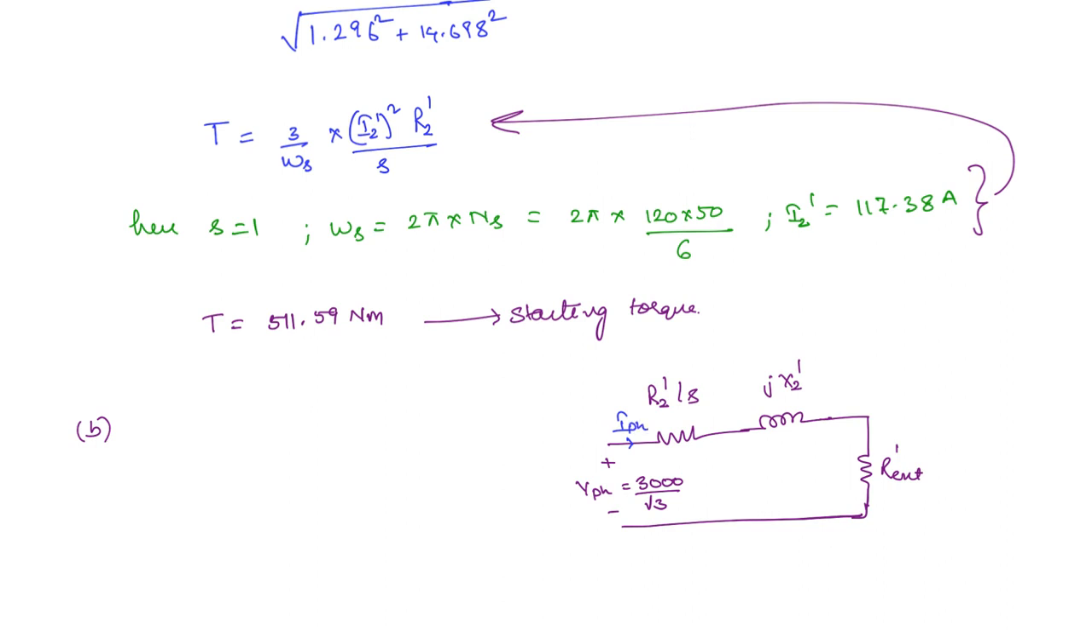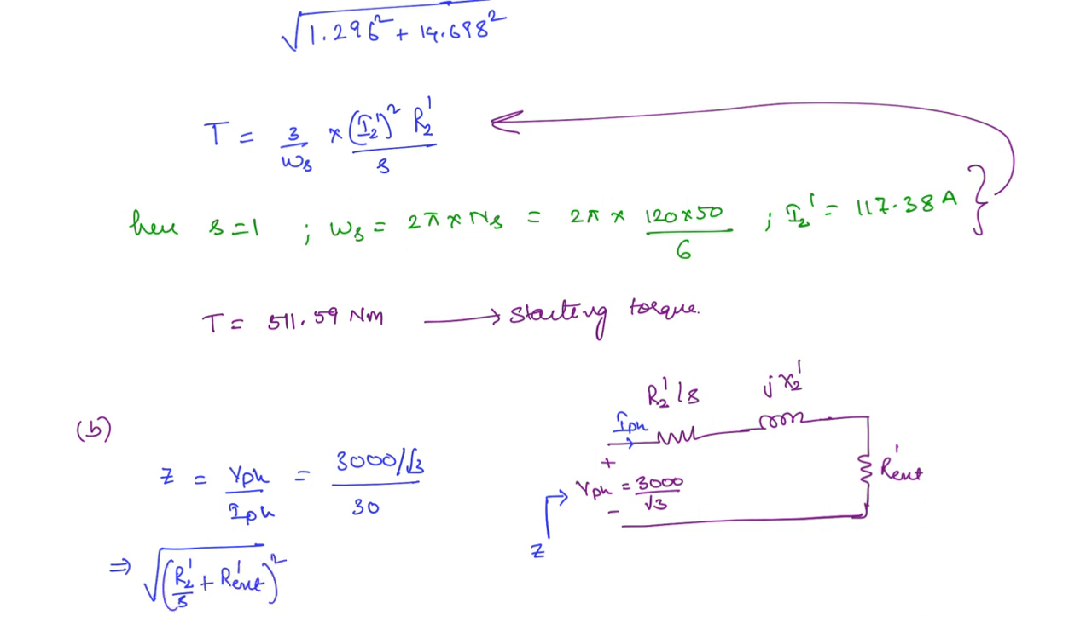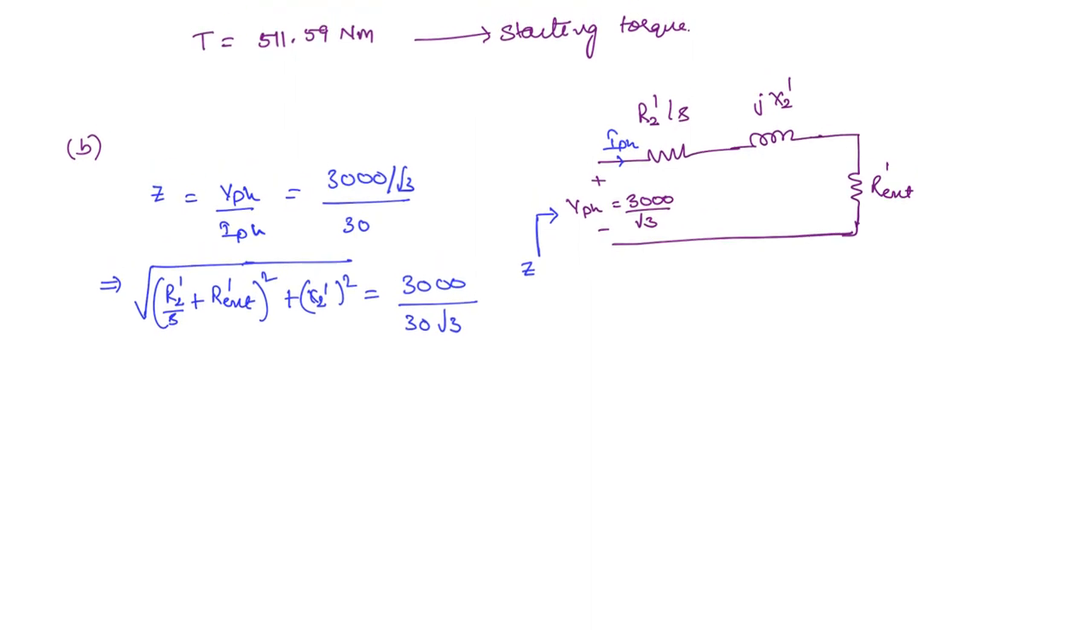Now I phase, we want it to be 30. So if I phase is 30, what will be the impedance that we can see from here? It is equal to V phase by I phase. So this is 3000 divided by root 3 divided by 30 amperes. Now what is the impedance? This is equal to the square root of (R2 dash by S plus R external dash) whole square, the total resistance whole square, plus X2 dash whole square. This is equal to 3000 by 30 root 3. So if you square on both sides and substitute the X2 dash and R2 dash values, what are you going to get? R2 dash by S plus R external dash is equal to 55.832.